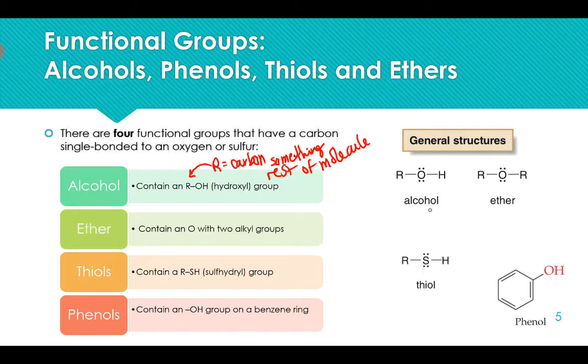A thiol is a lot like an alcohol, only it contains sulfur instead of oxygen. Oxygen and sulfur are in the same group on the periodic table, so they have the same number of valence electrons. You can see their bonding pattern is very similar. Both have two single bonds and two lone pairs. So alcohols and thiols. There's also phenols in this chapter. Phenols have an aromatic ring. We know that this ring is aromatic because of the alternating double and single bond pattern within the ring.